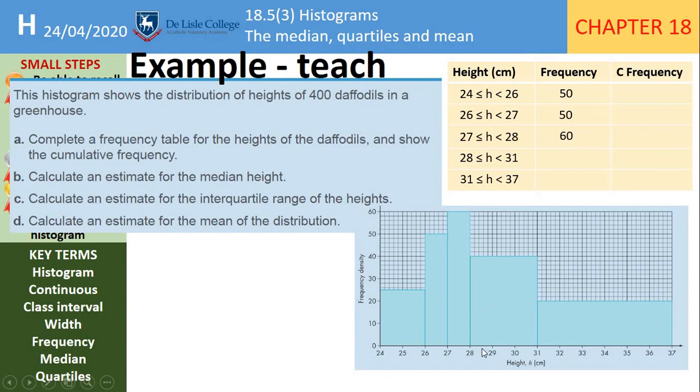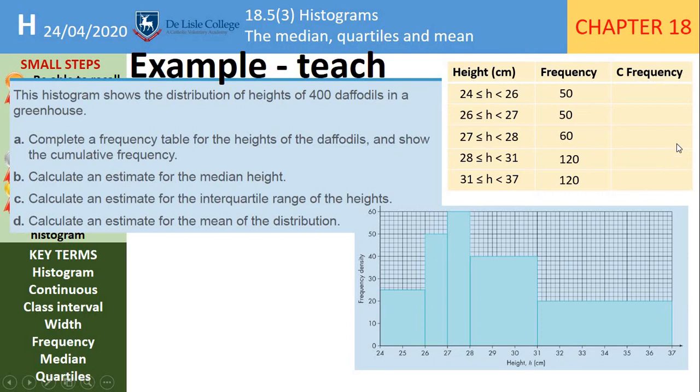For the fourth bar, I have a width of 3 and a height of 40, so 3 times 40 will give me 120. And for the final bar, 31 to 37 is a width of 6 multiplied by a height of 20, which again gives me a frequency of 120. So I've completed the frequency table for the heights.